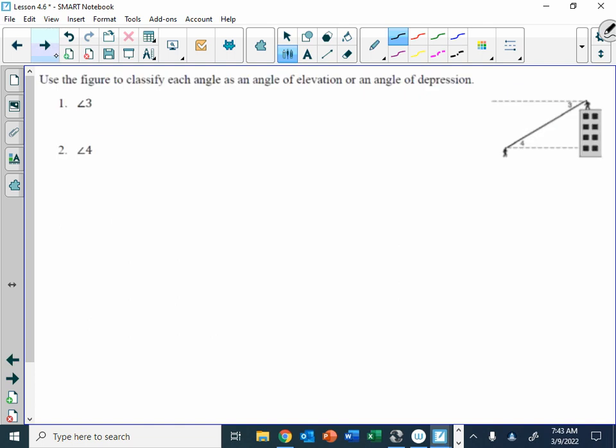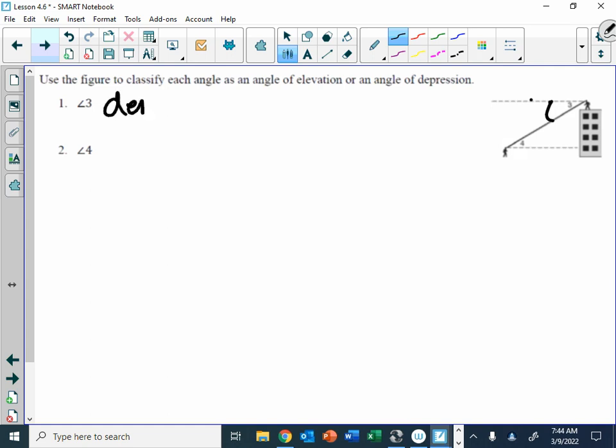Let's just practice identifying angles of elevation and depression first. Figuring out, is it an angle of elevation or an angle of depression? So, first I'm asked about angle 3. Remember, with angles of elevation, the angle is formed above the line of sight. That dotted line is your line of sight. And with angles of depression, the angle is formed below the line of sight. So what does that make angle 3? An angle of elevation or depression? Depression, good. This is my line of sight. The angle right here is below the line of sight. So because it's below the line of sight, that's depression.